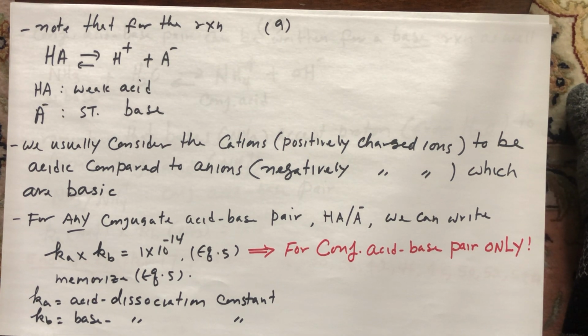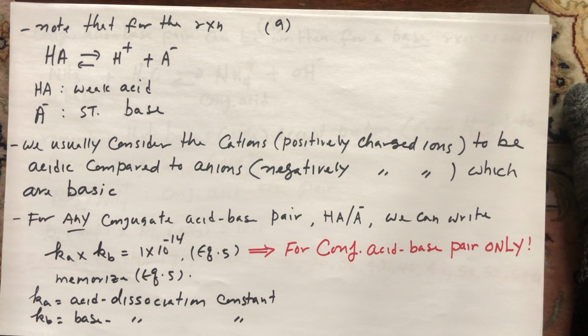We usually consider the cations, or positively charged ions, to be acidic compared to anions, or negatively charged ions, which are basic. So anything carrying a positive charge is acidic, and anything carrying a negative charge is considered to be basic. That's what we are trying to say here.